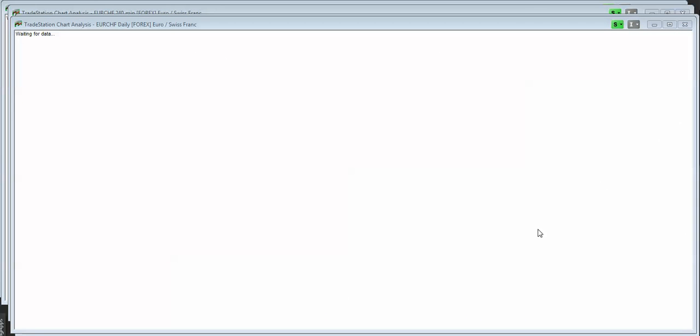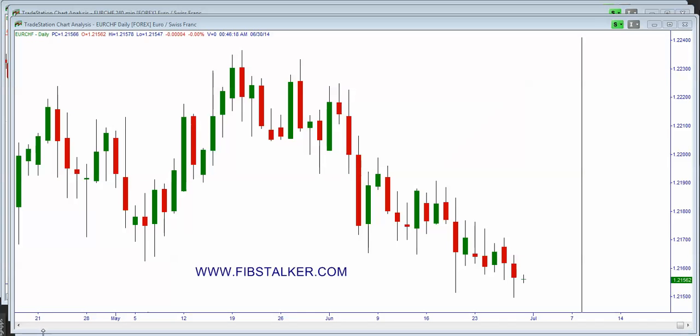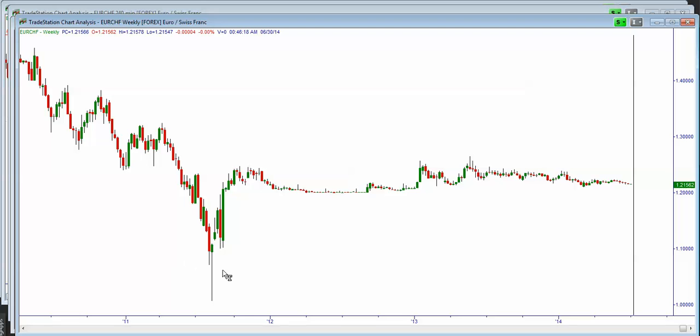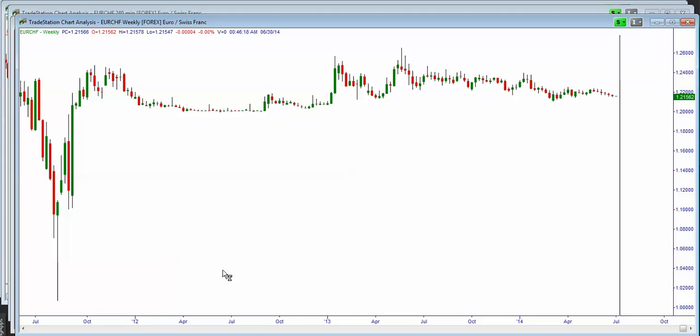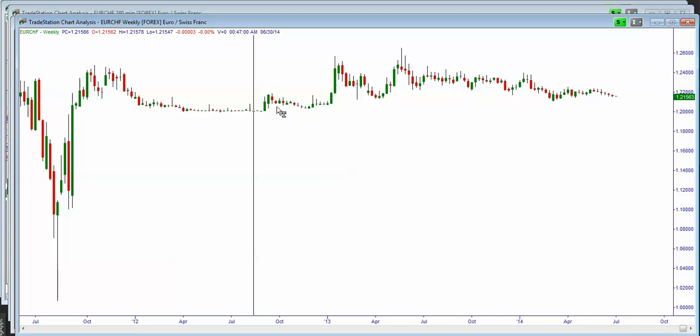Finally, I want to close with the euro versus the Swiss franc here. And as you can see, this market is still pegged to the euro. This currency is still pegged to the euro. It's not really a very interesting market to trade on the weekly time frame. It does not move a lot.